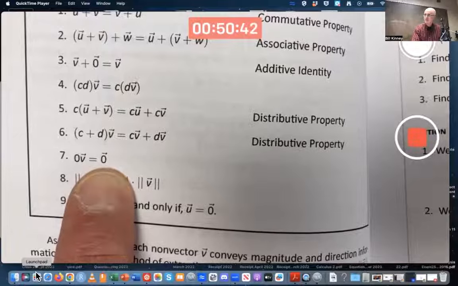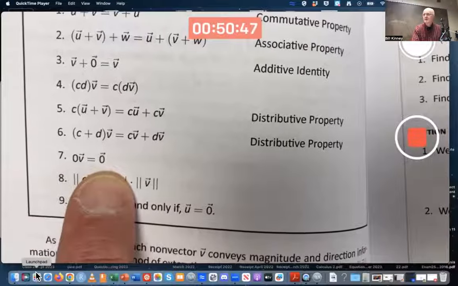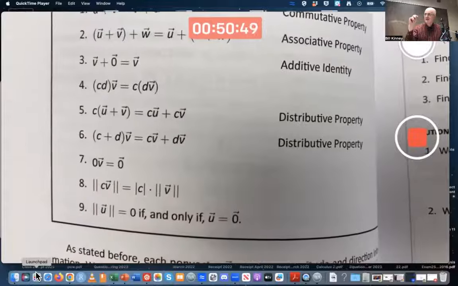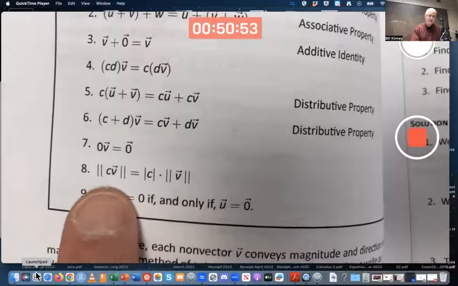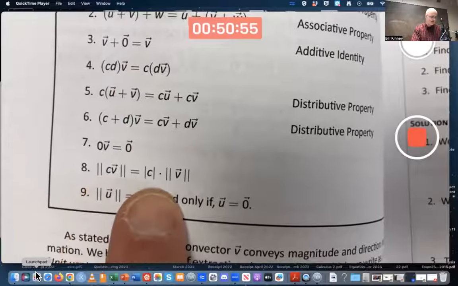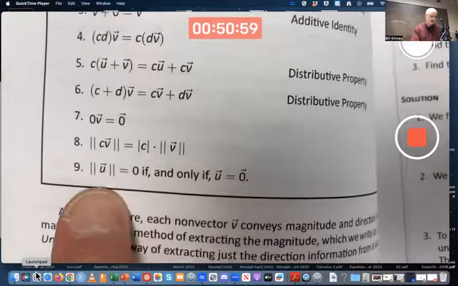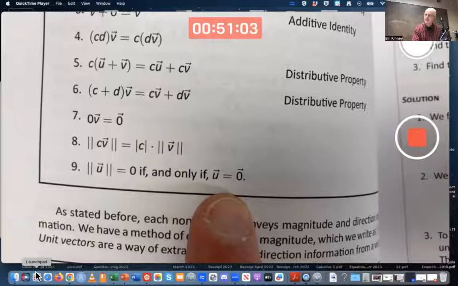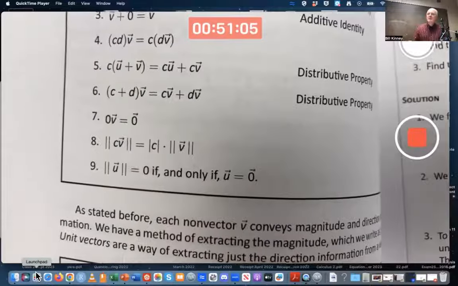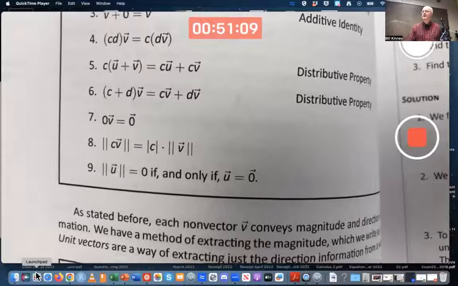Notice the little arrow above it. The number zero times any vector is the zero vector. Rescale a vector, any vector by zero, you get the zero vector. This one says you can factor out the scalar as long as you take its absolute value. And this one says the magnitude of a vector is zero if and only if it's the zero vector. All these properties are properties that you would want to be true. And fortunately, they are true.